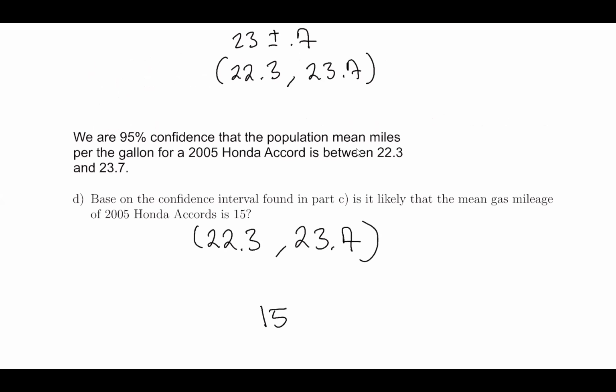So all you have to do is see, does it fall between these two numbers, or does it fall below this number or above this number? If it falls between those two numbers, then we say it is likely that 15 is the population mean gas mileage of a 2005 Honda Accord. But if 15 falls below the lowest bound or above the upper bound, then we say no, it's not likely. So for this one, what should we say, that it is likely or that it is unlikely? Yeah, so you want to say not likely.